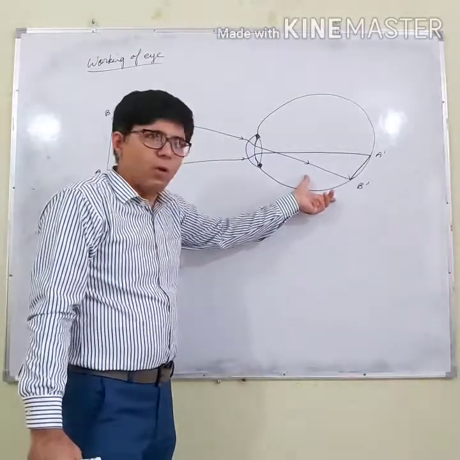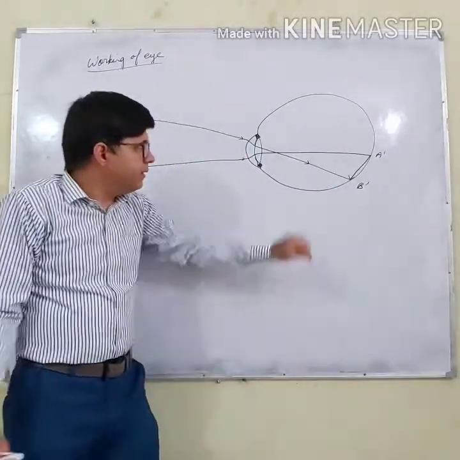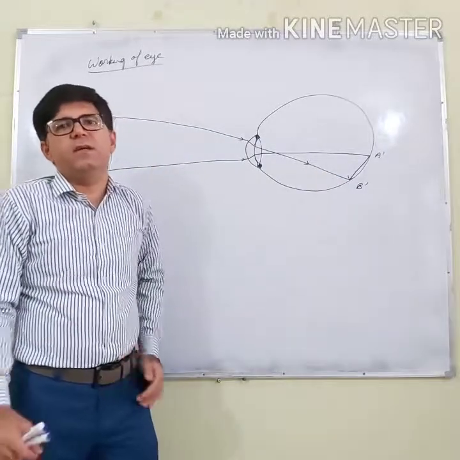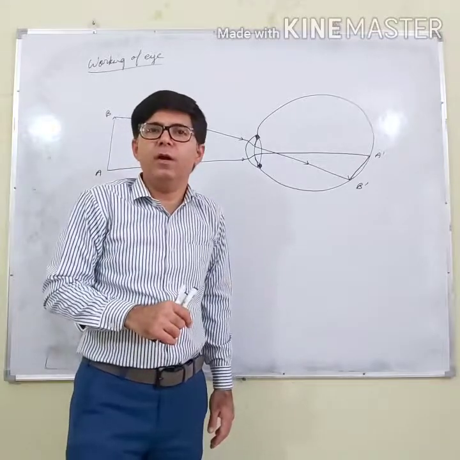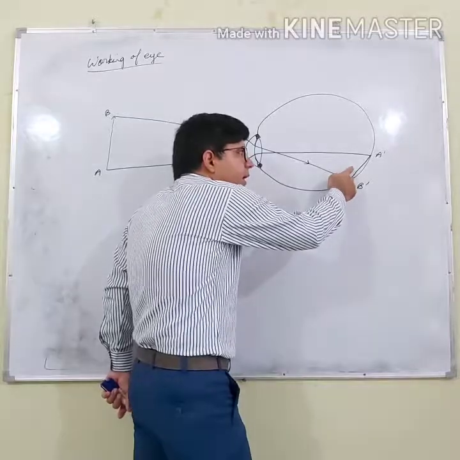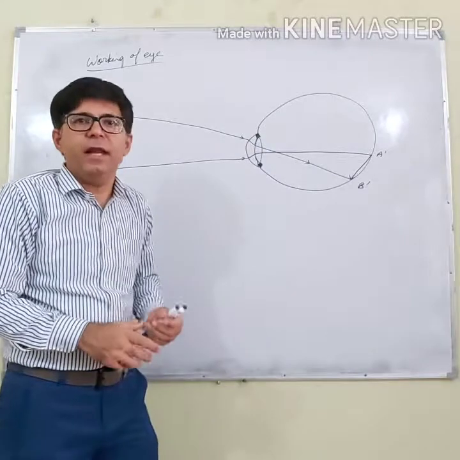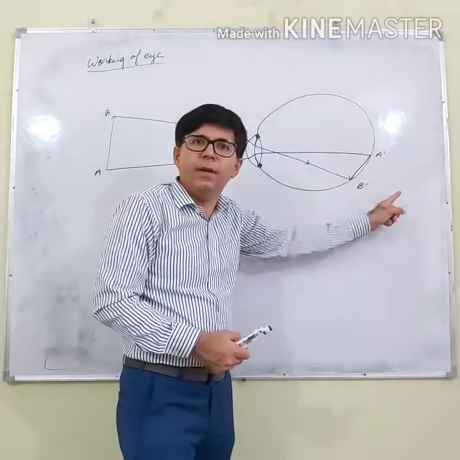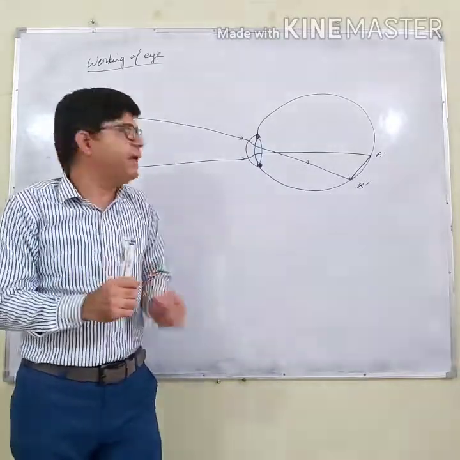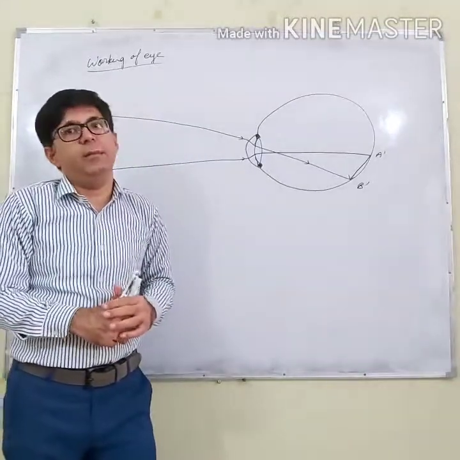So why don't we see the inverted image? The reason is that the retina contains a large number of cells in the shape of cones and rods. These cells convert the light energy into electrical signals. These electrical signals are sent to the brain via the optic nerve, and the brain interprets and reorients the image. So that's why we see the erect image.